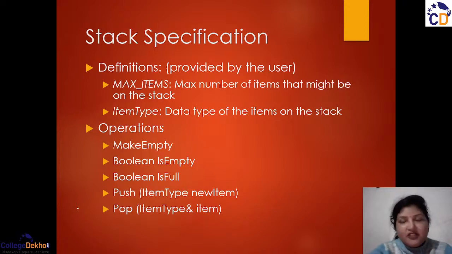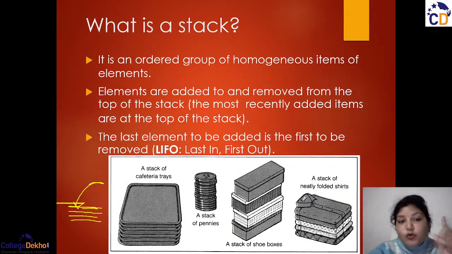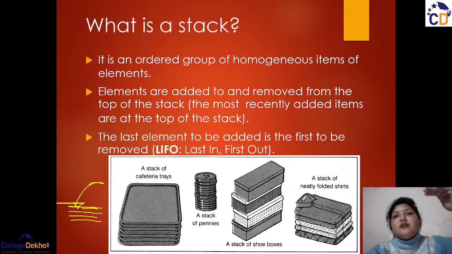Now let us see some definitions and key terms that we use in our operations. Max items: the maximum number of items that might be on the stack, like 10 items or 20 items. You need to specify the max items. Item type: what is the data type of the item? It maintains a homogeneous collection. If I'm maintaining a collection of trays, it does not contain bowls, spoons, or books. All the items are of the same type.